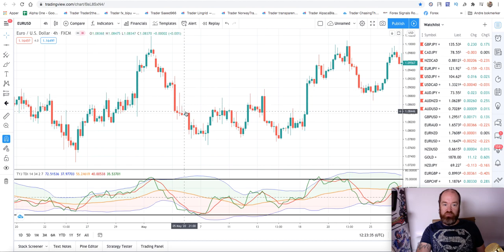Wait, and we do the same here. For example, here is a resistance line, but do it in the closed bar. So you put it there, and we would then close the trade here. That's a very good way to keep trades open, so we can be longer in the trade in the cases where we can see we can get huge profit.